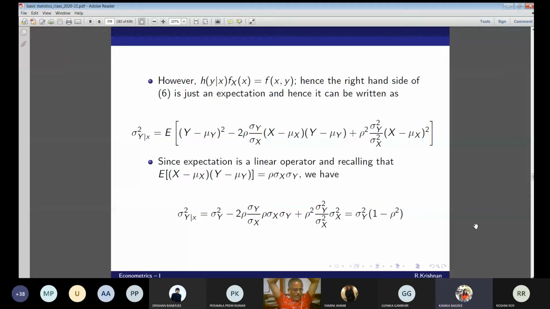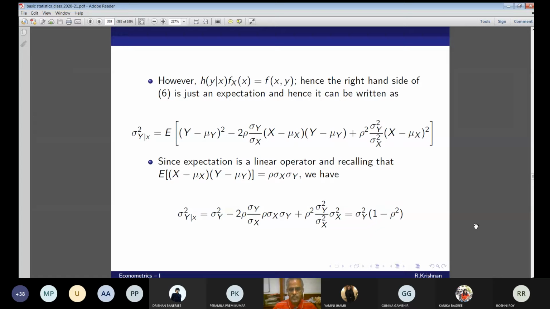But you can't write E[XY] as E[X] times E[Y]. You can write it that way if and only if they're independent. So linear operator means E[A plus B] is equal to E[A] plus E[B], and E[A minus B] is equal to E[A] minus E[B]. You just expand it and take the expectation operator. That's what I mean by linear operator.